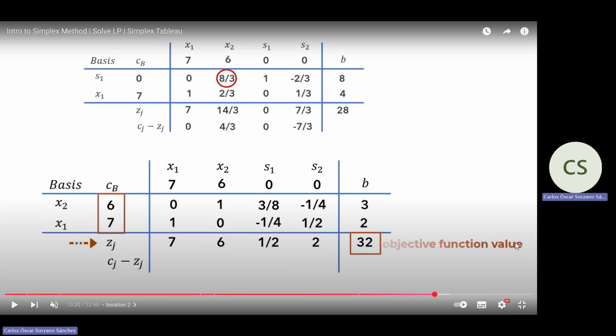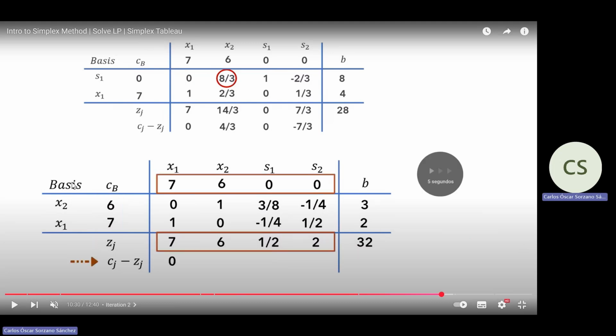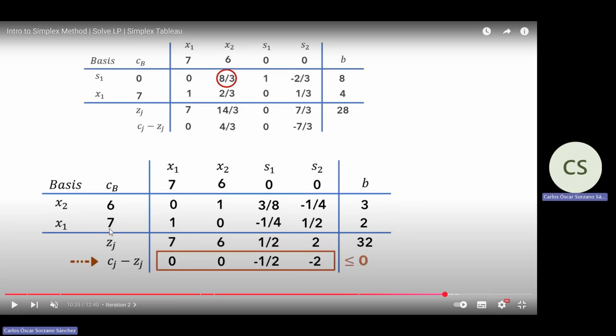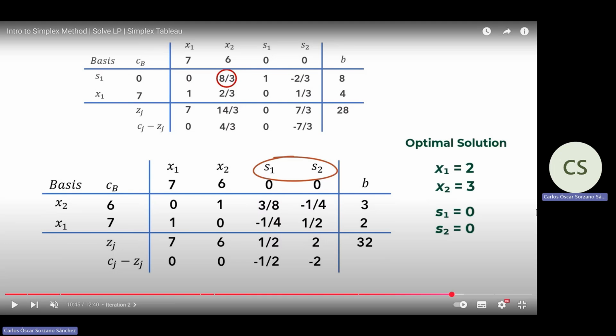And the current solution is x1 equal 2, x2 equal 3, s1 equals 0, s2 equals 0, because they are not in the basis. And then you repeat the same thing again. Cj minus Zj. Now all of them are negative. And now you stop. So the final solution is this one.